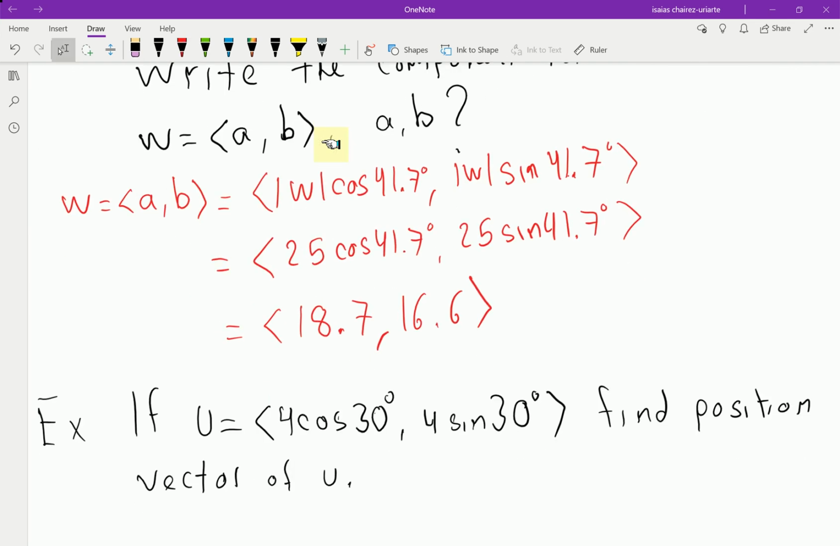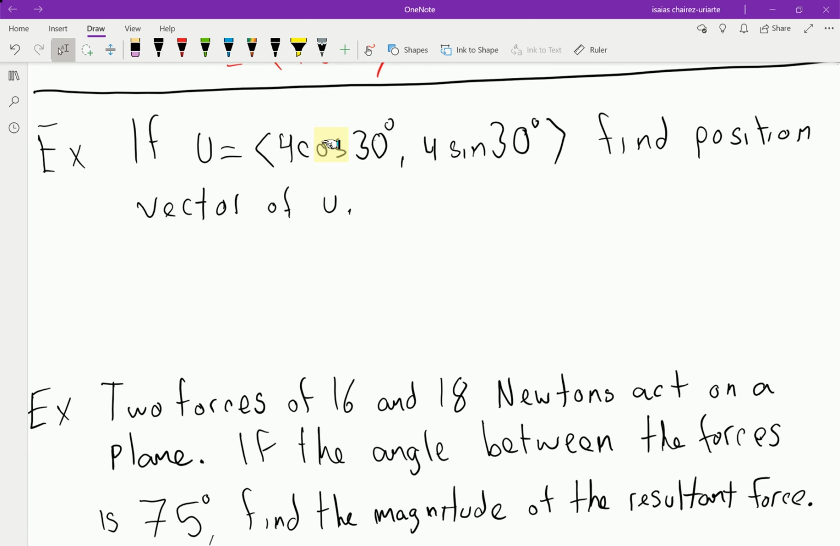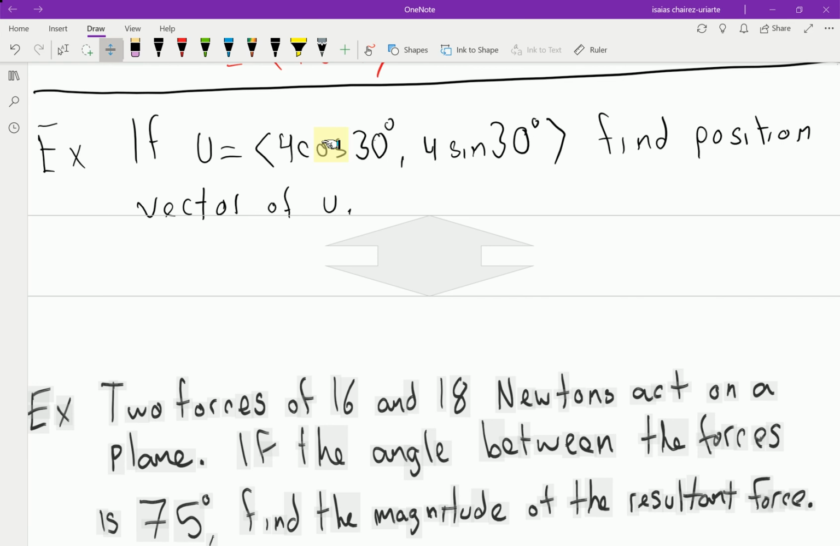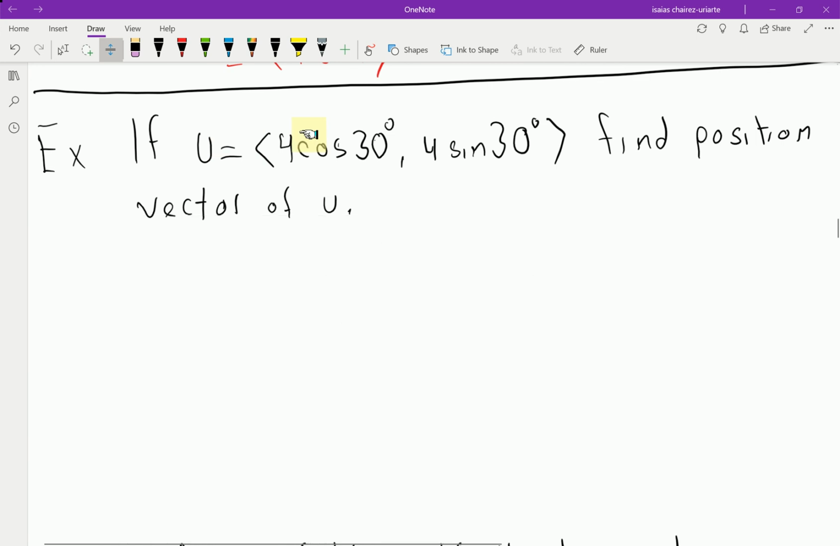All right. So that's that for that example. We've written it in component form. Let's think about the next example. All right, in the next example, they told us that there's this vector u. The horizontal component is supposed to be 4 cosine of 30 degrees, and the vertical component is supposed to be 4 sine of 30 degrees. We're supposed to find the position vector.